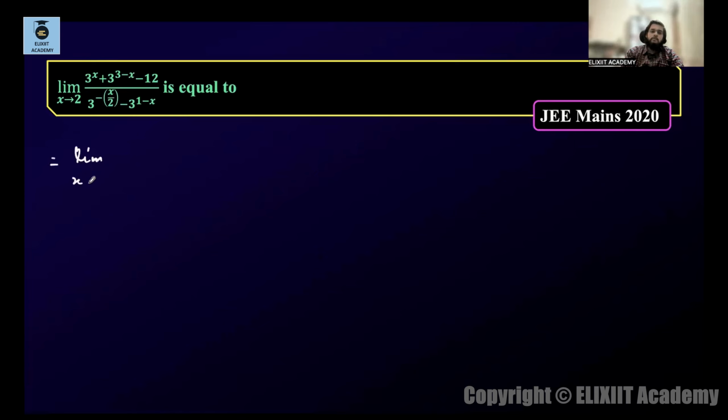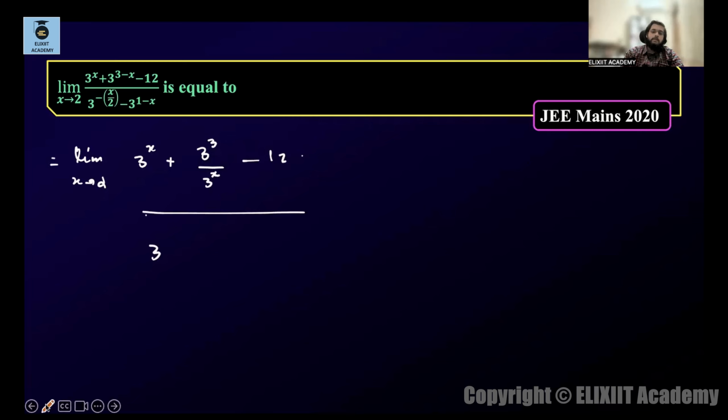We have limit x tending to 2, 3 raised to the power of x plus 3 raised to the power of 3 minus x, which we can write as 3 cube divided by 3 raised to the power of x, minus 12 divided by 3 raised to the power of minus x by 2. Similarly, this we can write as 1 upon 3 raised to the power of x by 2, and this quantity is minus 3 upon 3 raised to the power of x. So overall, we are having 3 raised to the power of x and 3 raised to the power of x by 2.